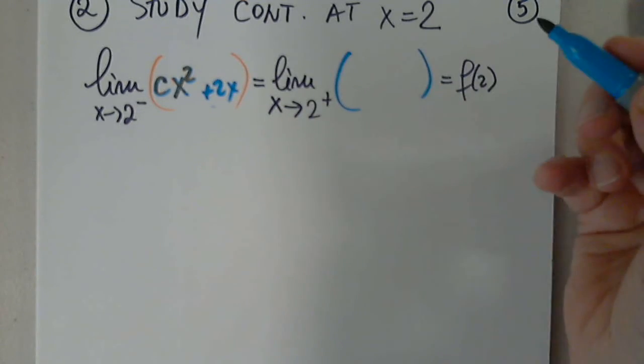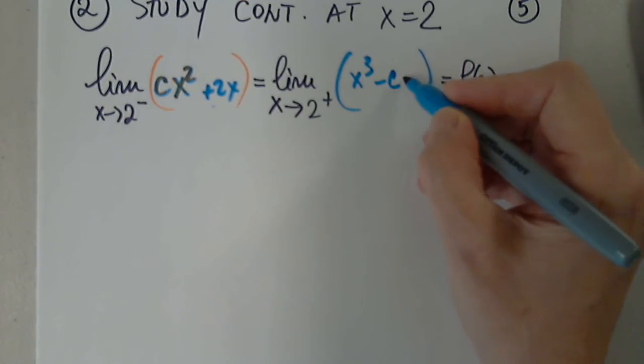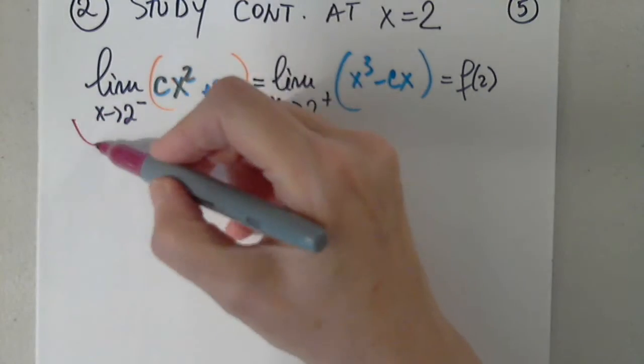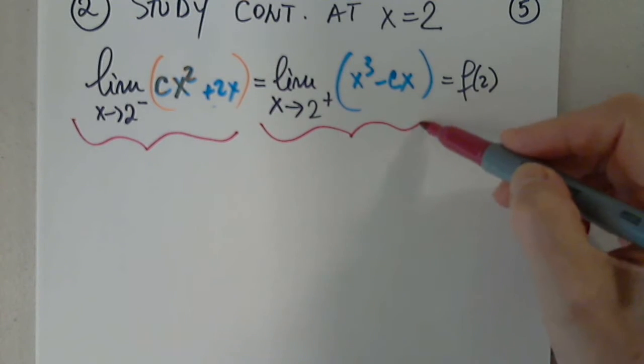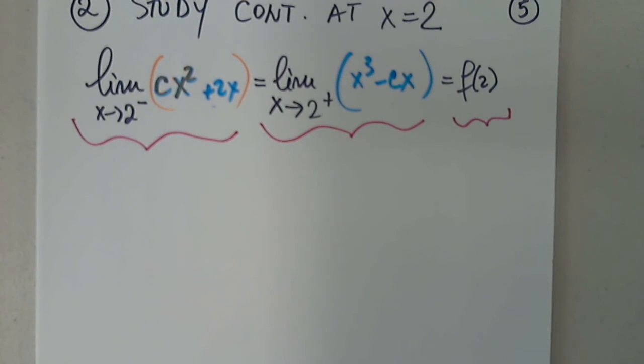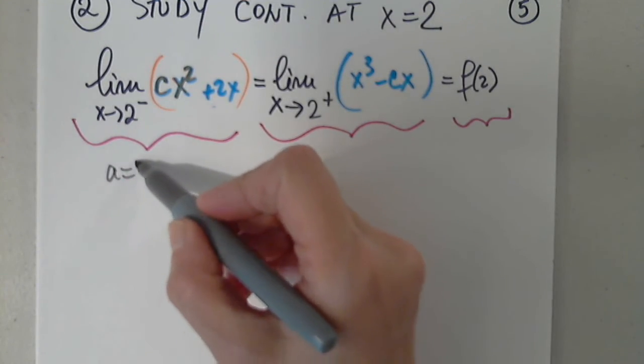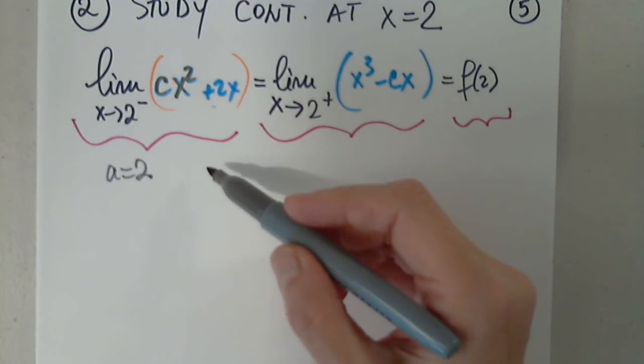And of course, that's from the right, which is x cubed minus cx. Well done. And now I would like you to tell me what does this equal to, what does this equal to, and what does this equal to. Remember, every time we calculate limits, the first thing we need to do, we have to plug in. Yes. So please, very good, awesome. In this case, a is 2. So what do we get?